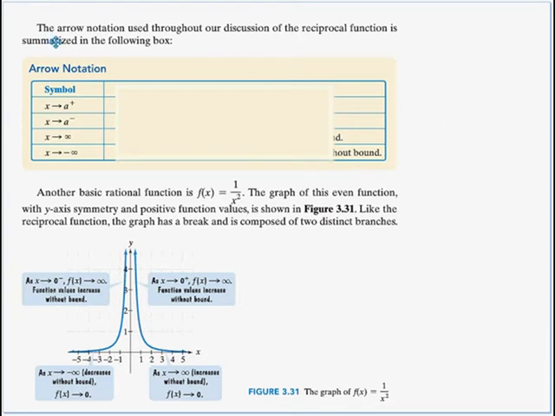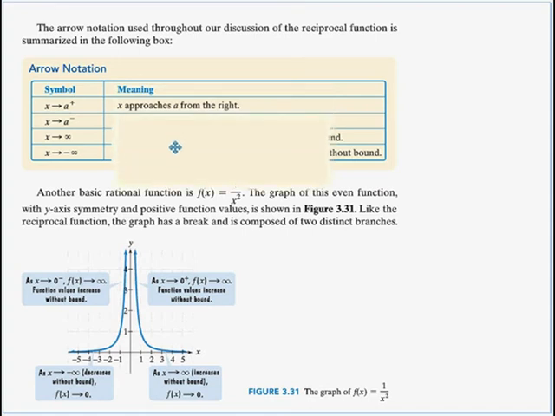So arrow notation is used throughout our discussion of the reciprocal function. It's summarized in the following box. Copy this down into your notes. Here we have x, an arrow, and an a, and then our superscript is a little plus symbol. Well, that just says x is approaching a from the right-hand side. And a is just a number. So we're approaching from numbers bigger than a.